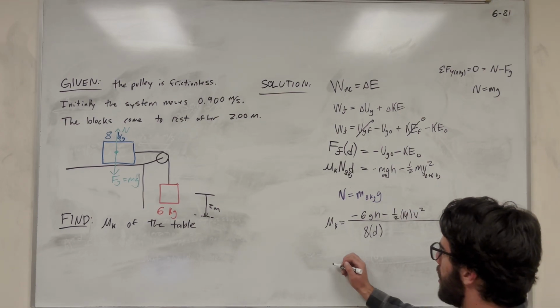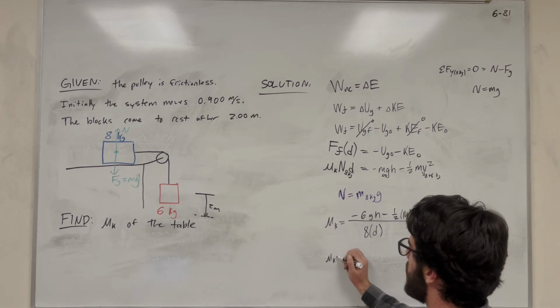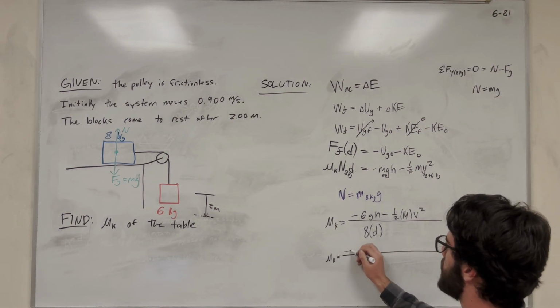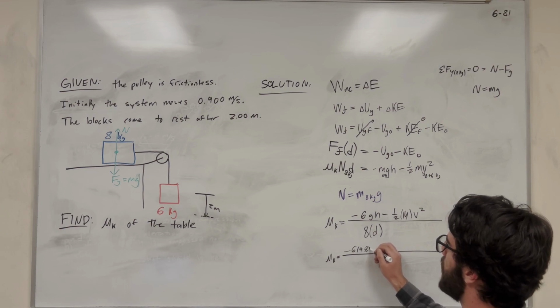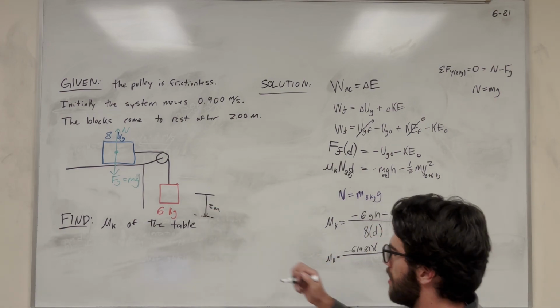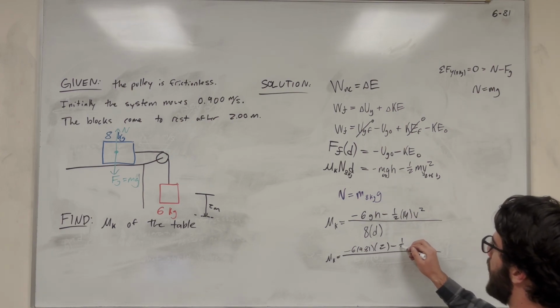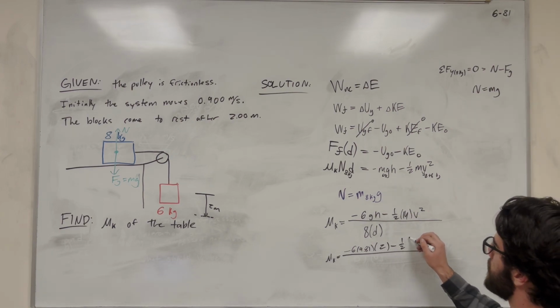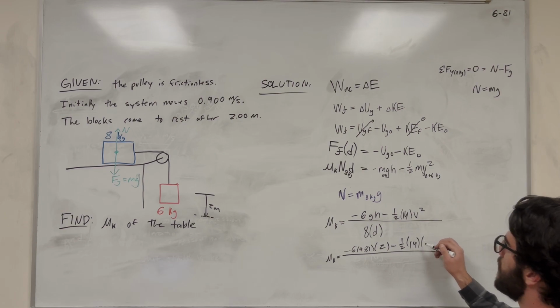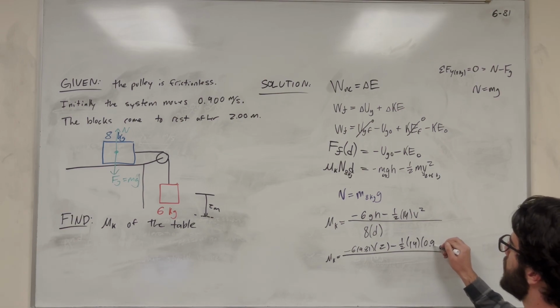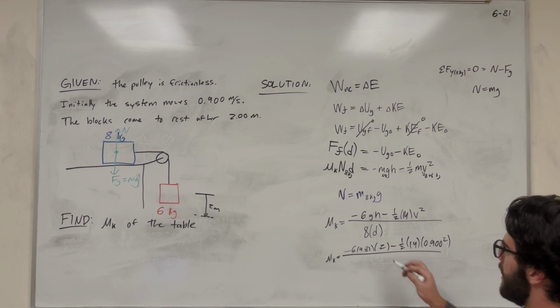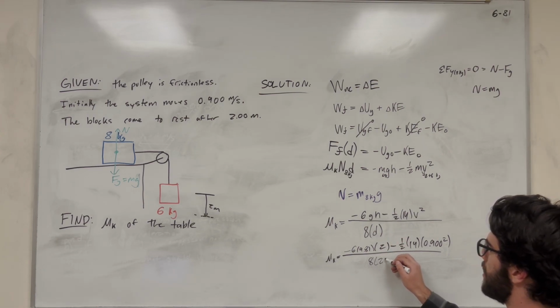So let's plug in everything else. Coefficient of kinetic friction, so we have negative 6, gravity is 9.81. Height, this goes 2 meters down, so we're going to add that 2 meters. And this is going to be minus 1/2 times 14, velocity initial is 0.9 squared. And then 8 times the distance of 2 meters.